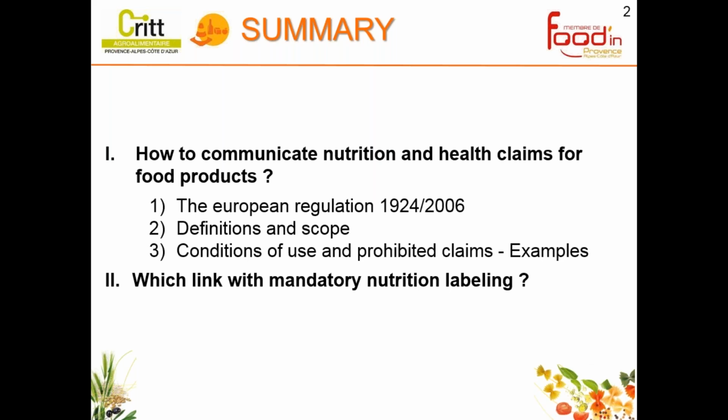I've divided my talk into two main parts. The bigger part will be about how to communicate nutrition and health claims for food products. We'll see together definitions and scope of European Regulation 1924/2006. Then I will talk about conditions of use of each category of claims and those which are prohibited, and my talk will be illustrated with examples. In a short second part, I will explain to you the link between nutrition and health claims and mandatory nutrition labeling. Okay, let's begin with the first point, which is how to communicate nutrition and health claims for food products.